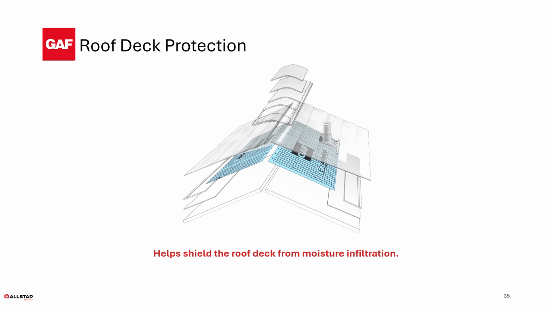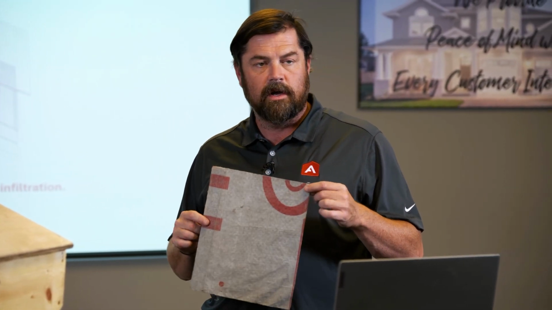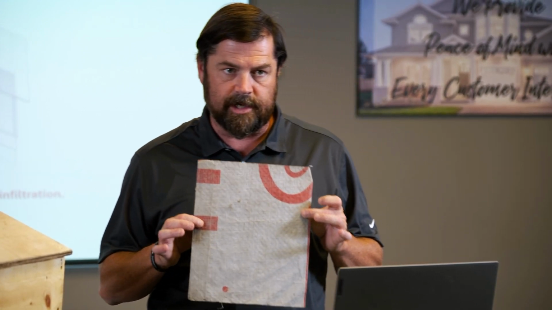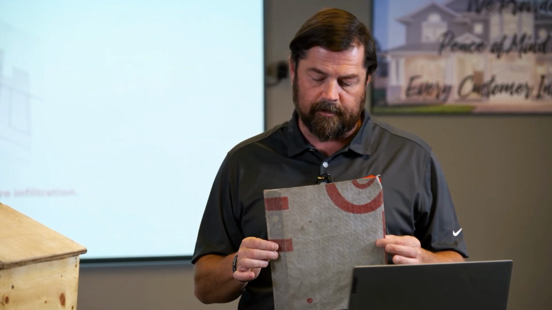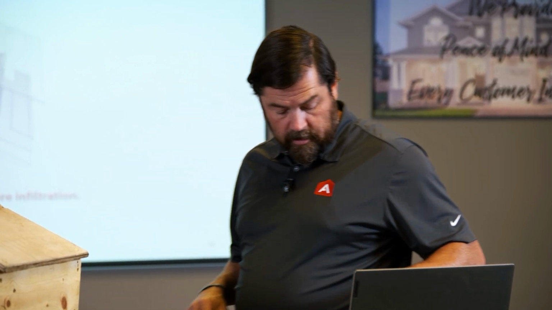Roof decking protection, a couple of different brand names that GAF might be using for this. This happens to be an Owens Corning brand name. So again, it might vary per region exactly what type of underlayment you're going to use. You are going to be using a synthetic underlayment. So we are no longer using felt paper. This is a waterproof and vapor permeable underlayment.